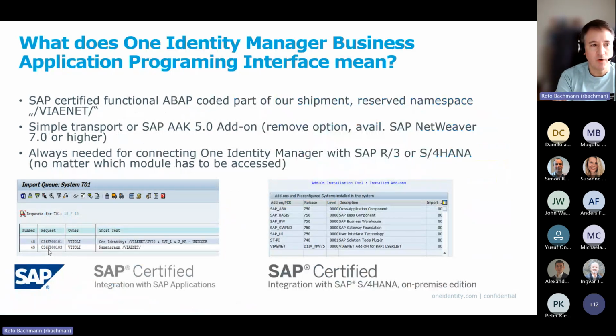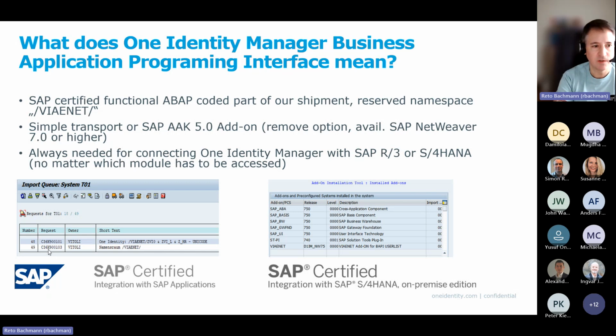The ABAP code we provide, which is certified, also has its own namespace. So it's a bit similar to what we use with the CCC in our system. In SAP, there is also this so-called customer namespace. And in our case, it's this VIANet, which is providing all our extensions in SAP.